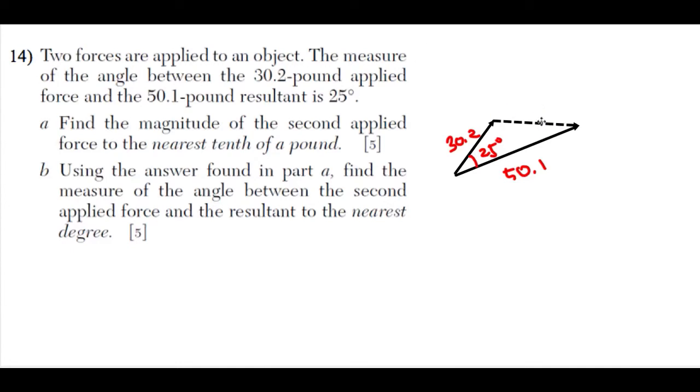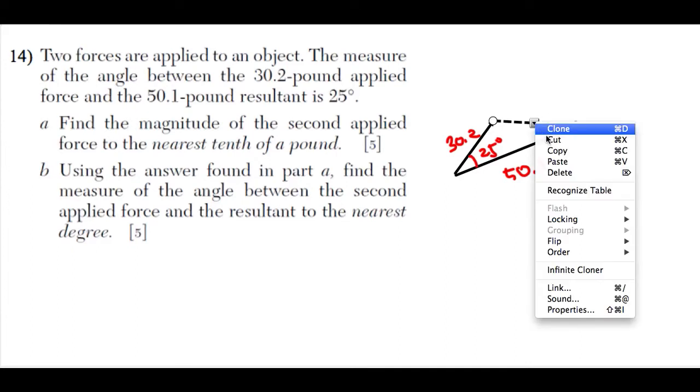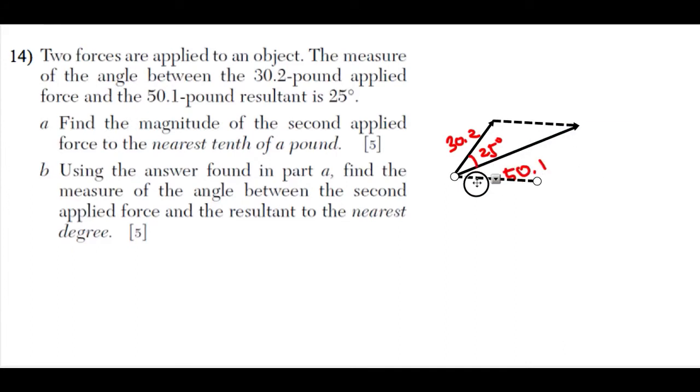We could have cloned this one, and you'll realize that this is first force, this is second force, and that would have been the resultant. We could have seen it in that way also, making a triangle. Alright, now, find the magnitude of the second applied force. What we have to do is, I'm looking for this value x. So then, in this triangle, I see two sides and the angle between them. So this is law of cosines.